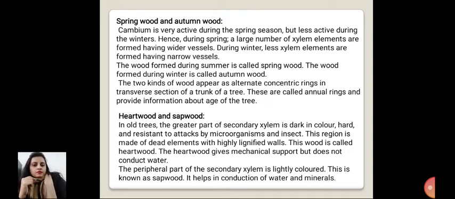Next is heartwood and sapwood. In all trees, the greater part of secondary xylem is dark in color, hard and resistant to attacks by microorganisms and insects. It is made of dead elements with highly lignified walls. This wood is called heartwood, and the heartwood gives mechanical support but doesn't conduct water. The peripheral part of the secondary xylem is lightly colored. This is known as sapwood. It helps in the conduction of water and minerals.